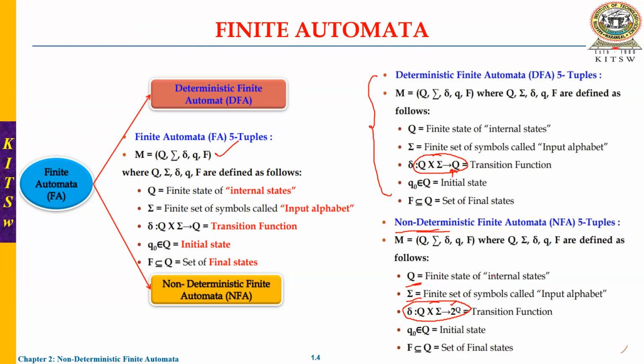In a DFA, for a particular state, if you give one input, you will get only one new state. But in an NFA, on a particular state, if you give one input symbol, there may be multiple states. That is the difference between NFA and DFA.